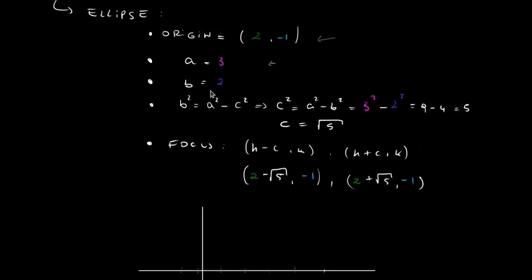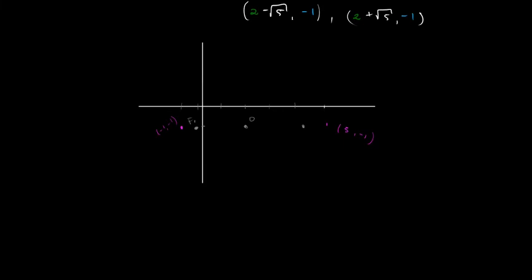b is equal to 2. So from the center, we move 2 units upwards and 2 units downwards. And we get to the points (2, -3) and (2, 1). And with all these points, we can now draw the ellipse. It's going to look something like this. And with this, we finish this video.